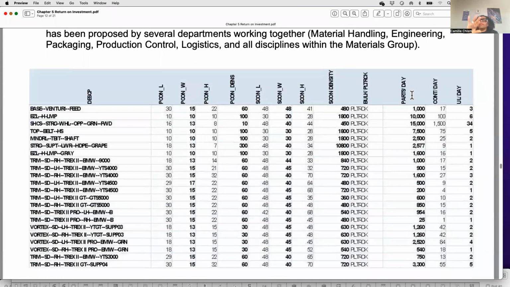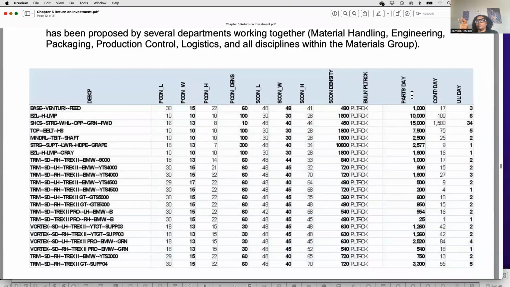So you can see this is an example of the bill of materials. However, you can see that all these different teams need to know this information and they need to understand what the packaging looks like.